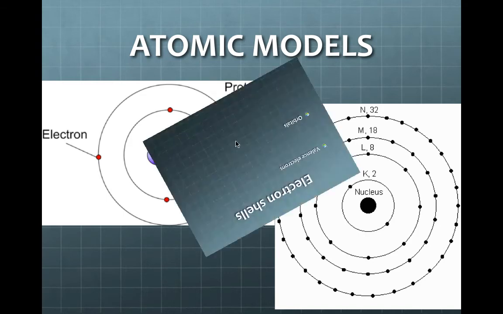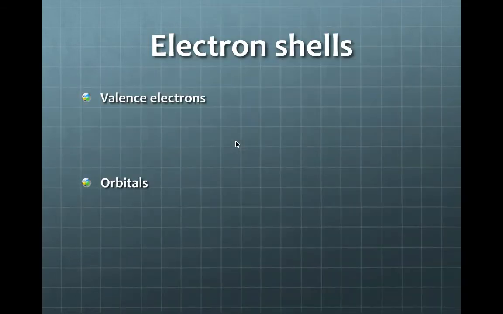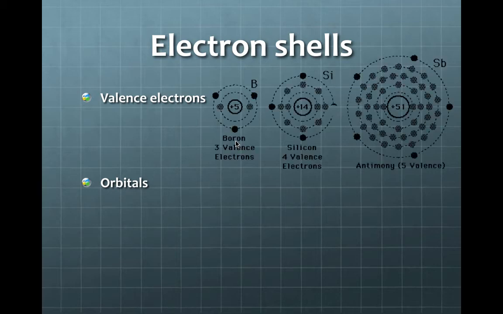The chemical properties of an atom are determined by the electron configuration, mostly the valence electrons. Valence electrons are the number of electrons in the outermost shell, or the valence shell. If the valence shell is full, the atom is unreactive or inert. It won't interact with other atoms.